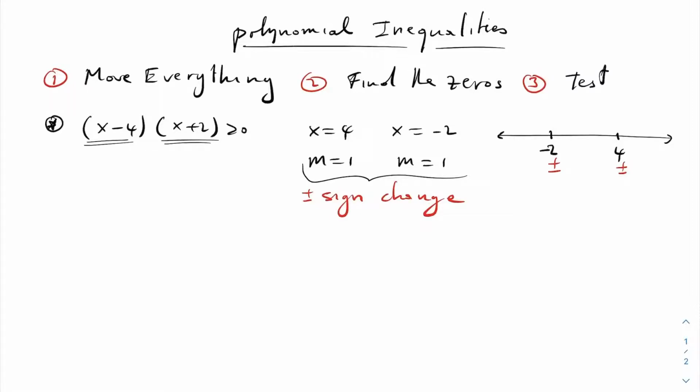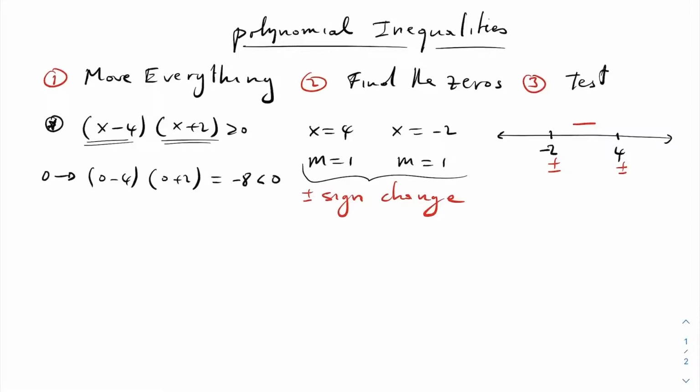So I'm going to go ahead and plug 0 into my inequality here. If I do that, I'm going to get (0 minus 4) in parentheses, and then (0 plus 2) in parentheses. And if you multiply these two together, you're going to get negative 8, which is negative, which means that it does not satisfy my inequality. And so for that, I'm going to go ahead and put a negative here between negative 2 and 4, because that's where the 0 test point is coming from.